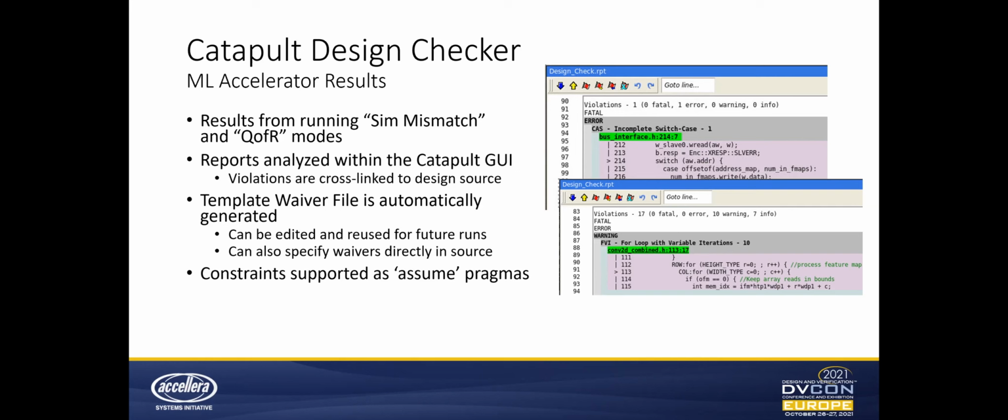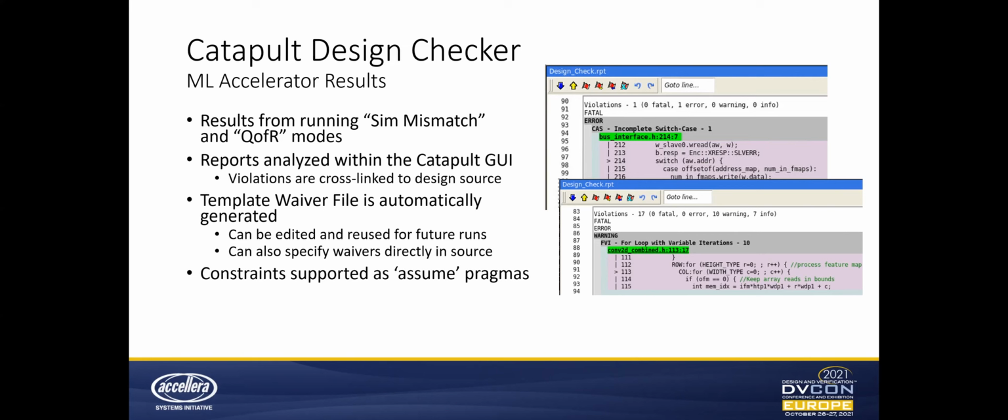If you're using the Catapult GUI, each finding is cross-linked to the design source for easier reference. Individual firings can be controlled from a waiver file in order to reduce the output from subsequent runs. Alternatively, you can specify waivers within the pre-HLS source itself in the form of pragmas, and that's actually the preferred method for doing this. Furthermore, since this is a formal-based tool, some constraints may be needed to guide those formal checks to the correct path.